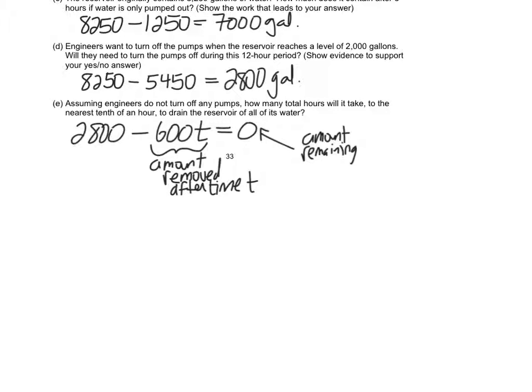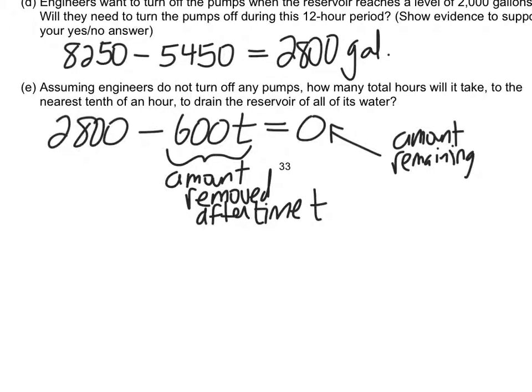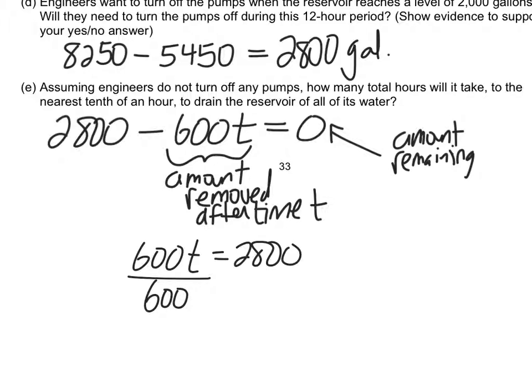That's what's left, yeah. So then for part E, we're starting off with what's left following the same rate. Yeah, so it's 600 T equals 2,800. I made it positive 600 T, so I actually just moved this over and kept both sides positive. It's a savvy math teacher move.